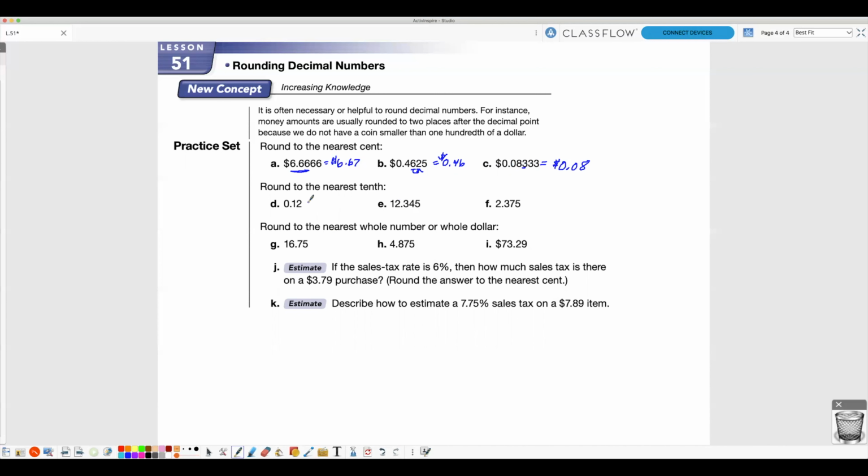Round to the nearest tenth, letter D. 12 hundredths. Should be 1/10 because 2 is less than 5. So that 1 stays the same and you drop the 2. Round to the nearest tenth again. This is 12 and 345 thousandths.